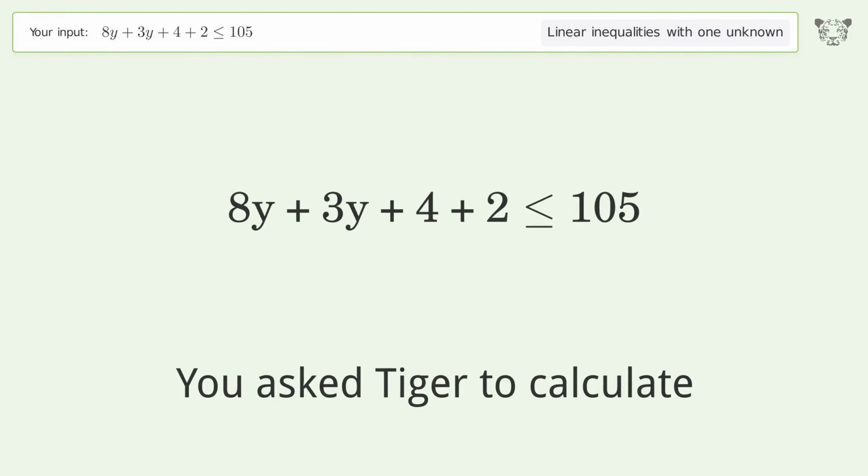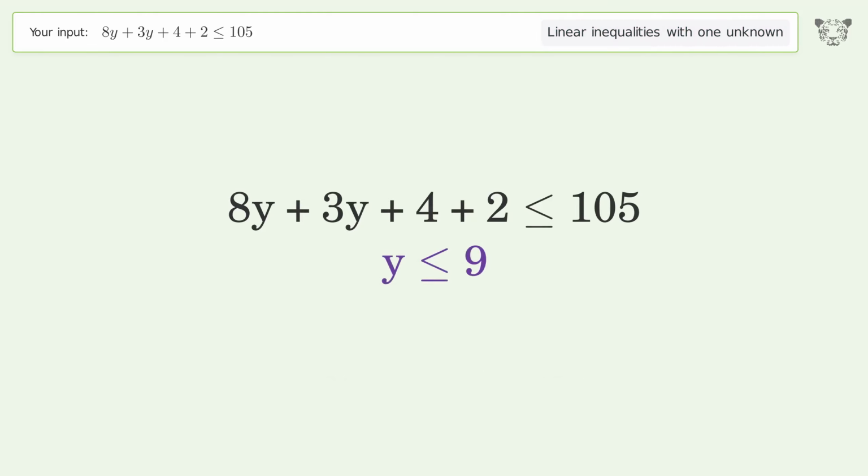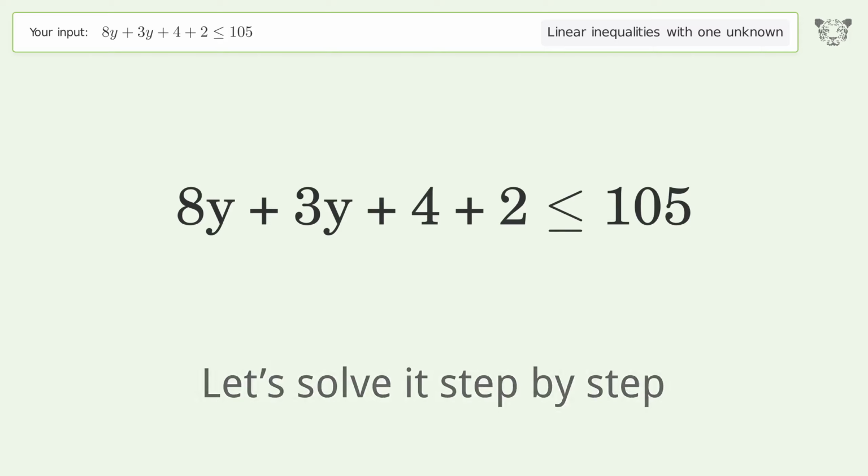You ask Tiger to calculate. This deals with linear inequalities with one unknown. The final result is y ≤ 9. Let's solve it step by step.